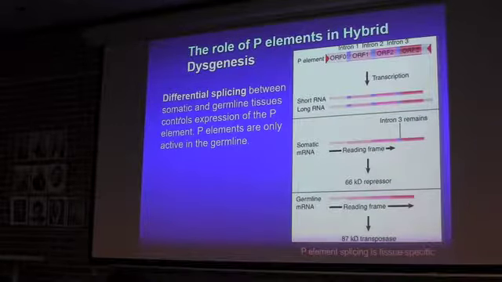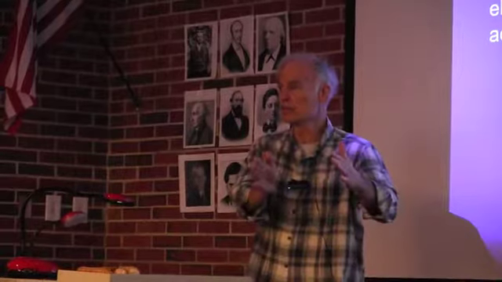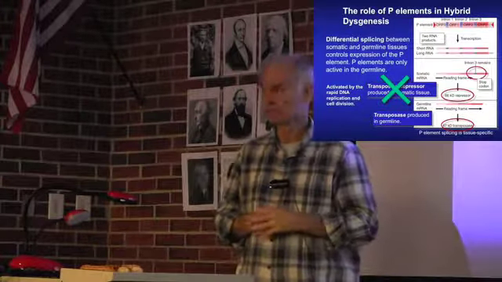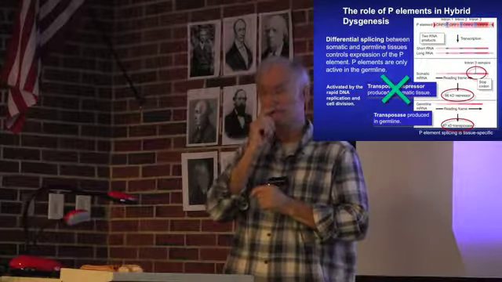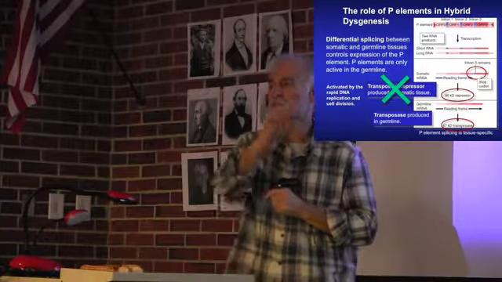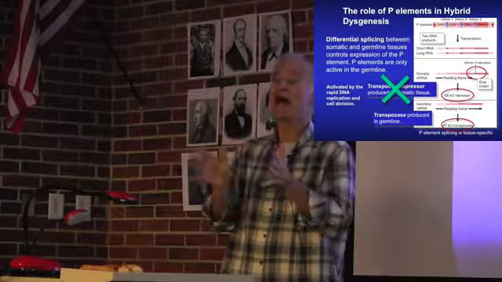Differential splicing of somatic and germline tissues controls the expression of the P element. P elements are only active in the germline. So there are 2 things we need to explain. What we know is that this P element doesn't jump except in cells that are making gametes, in germline cells. So normally everything's cool, right? No problem, it's not jumping. It's being repressed by whatever mechanism. But in germ cells, that's when it jumps. So how do you explain that?